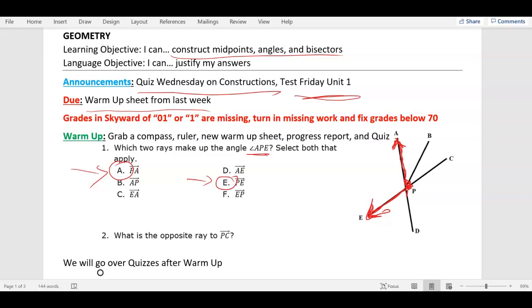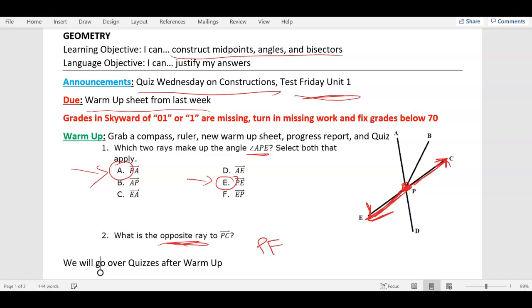Number 2, what is the opposite ray of PC? Now let's remember, opposite ray, again, you might have this problem on a test. An opposite ray is when you have one ray going one way, another ray going the other way, you make a straight line. So let's look at PC. I'm going to erase what I had marked before. PC starts at P, goes towards C forever. So I want to think which ray is going exactly the opposite way, making a straight line. So instead of going P towards C, it's going to be what? P towards E. Make a straight line, right? So starting here at P, going towards E.